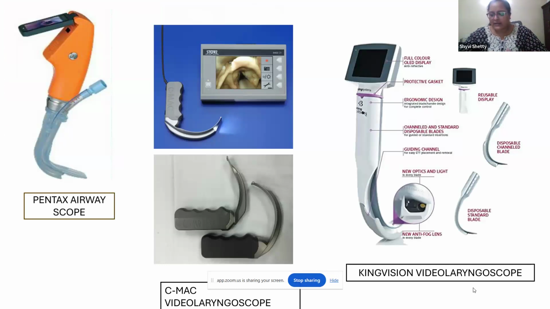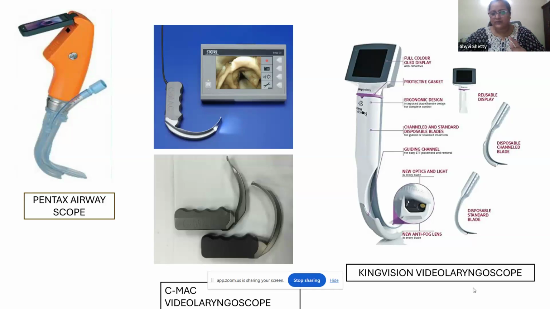Then we have the C-MAC laryngoscope. It is basically the fourth generation video laryngoscope by Karl Storz. It shows a clear image without any fogging. It also has options to record. Available in 4 sizes, size 1 to 4.